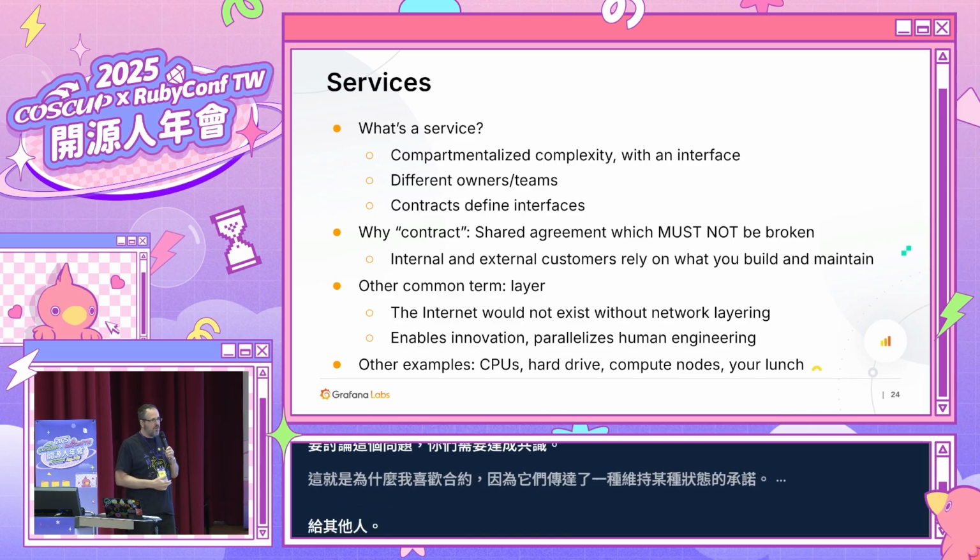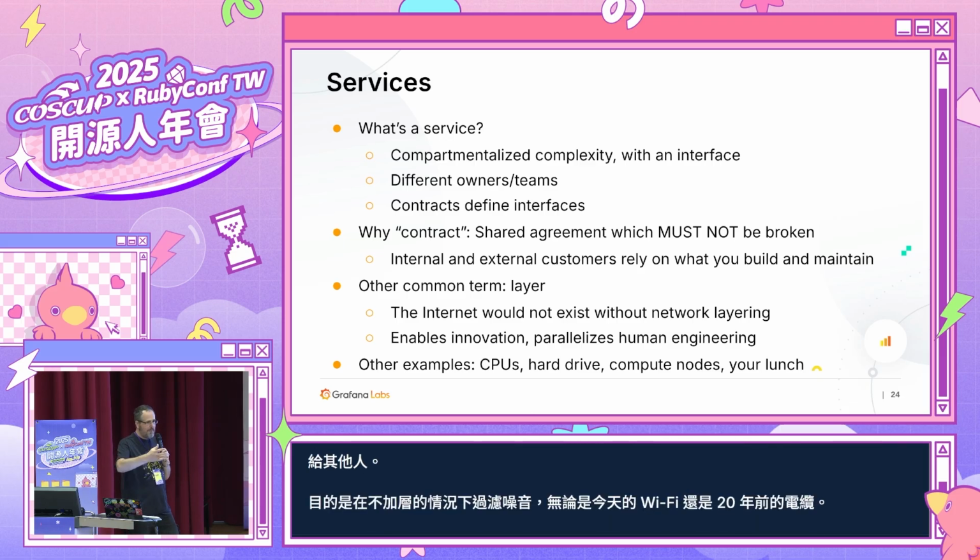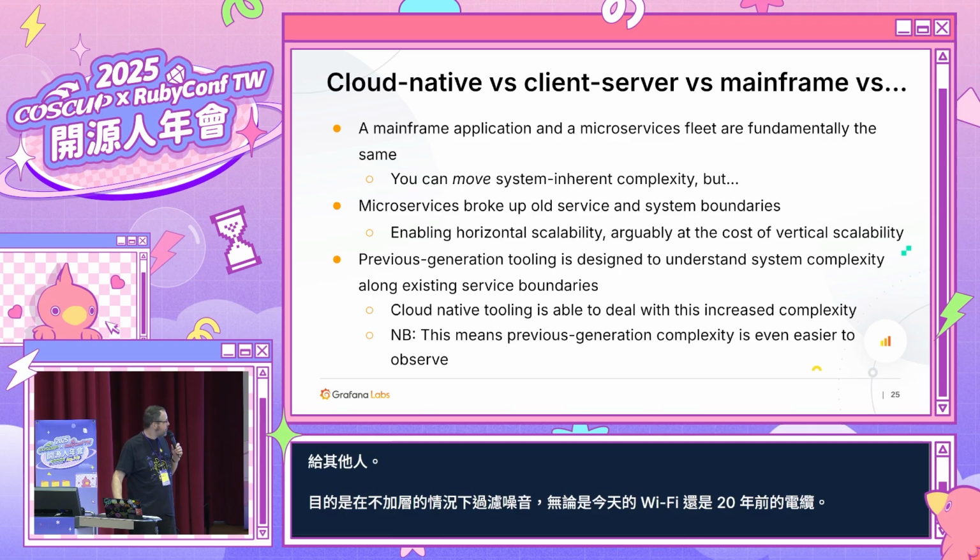The internet would not exist without layers, where it does not matter if this is Wi-Fi or, 20 years ago, it would have been a cable. The rest of the internet stack doesn't care about this. So this also means you can just replace different services and different units of complexity, and the whole system keeps running. And even if you cook from scratch, you will not have grown every last cucumber yourself. There's plenty of examples of services around the world.